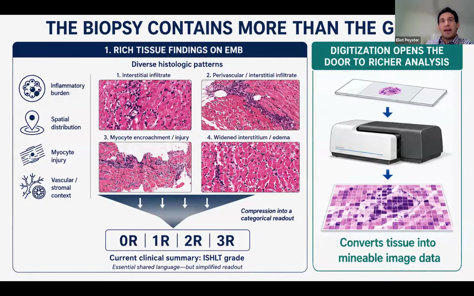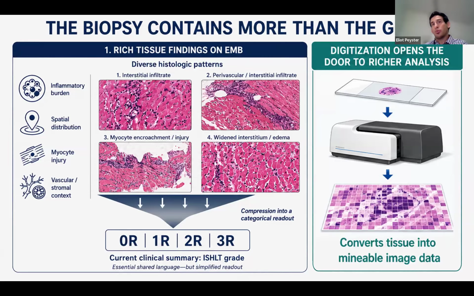Histology is uniquely valuable because it captures the end product of all the underlying molecular biology. Detailed information on the combined effects of immune activity, myocyte injury, vascular change, and stromal remodeling are all encoded within histology samples. The ISHLT grading framework provides an essential shared language for summarizing that biology, but by design, ISHLT grades are compressed and simplistic readouts.